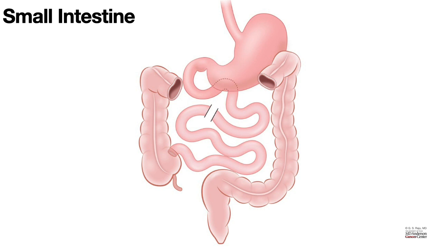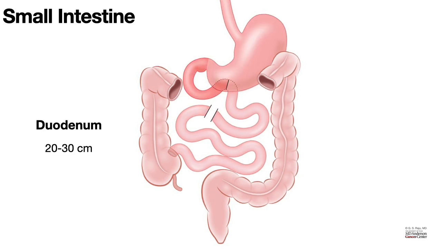The first section after the stomach is called the duodenum, and this is about 20 to 30 centimeters in length, and a lot of digestion starts in the duodenum. The pancreatic juice and the bile enter the duodenum and start the digestion process, and also some of the absorption happens in the duodenum, especially iron, calcium, and some of the fat-soluble vitamins.